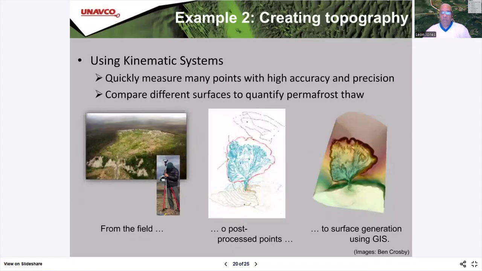Number two, creating topography using kinematic systems. You can quickly measure many points with high accuracy and precision. Compare different surfaces to quantify permafrost thaw, not throw, correction. You can compare different surfaces to quantify permafrost thaw in the field, then post-process points to surface generation using GIS. See how the system works. And you're really making maps. That's what it is.